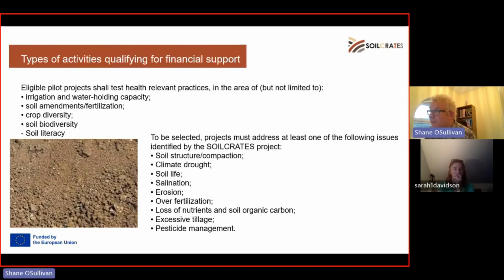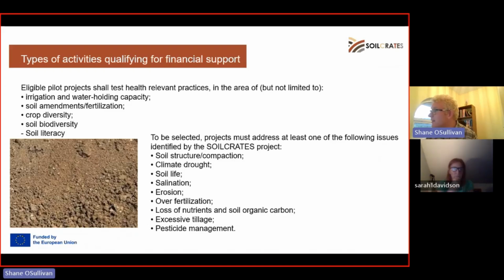There are different types of activities which can qualify for the financial support, and my colleagues will be delving into this further in other slides, but I just want to highlight them here to you. So eligible pilot projects shall test health relevant practices in the areas, but not limited to irrigation and water holding capacity, soil amendments and fertilization, crop diversity, soil biodiversity, and I suppose across all of the projects we'll be hoping that we are trying to enhance our levels of soil literacy amongst all key stakeholders.